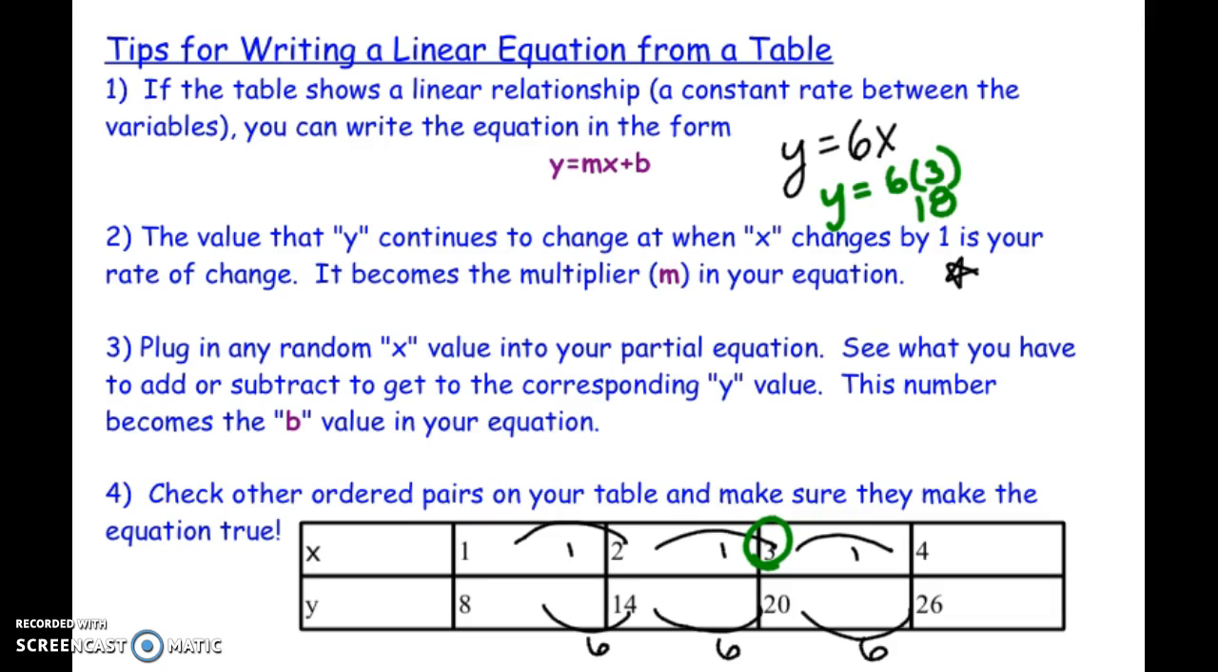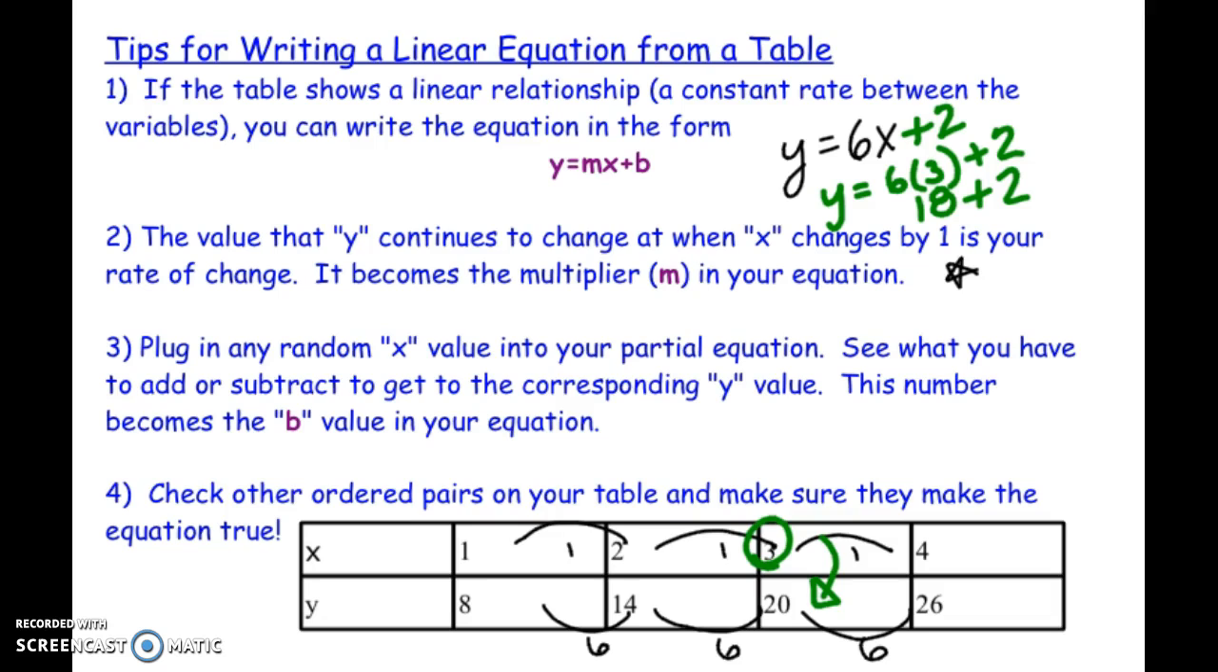But notice you're looking for an answer of 20. So I ask myself, what do I have to do to 18 to get 20? Well, I have to add 2. So I'm going to add 2 onto my equation. So I believe my equation is y equals 6x plus 2.